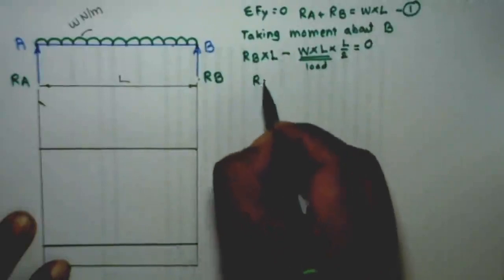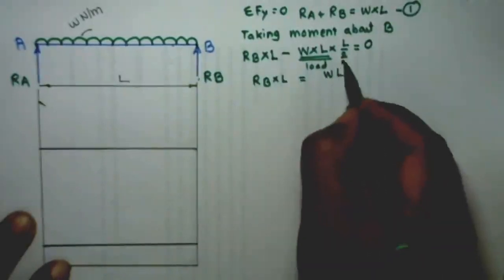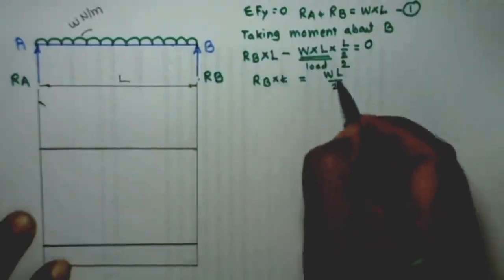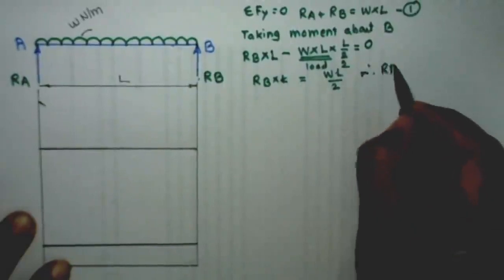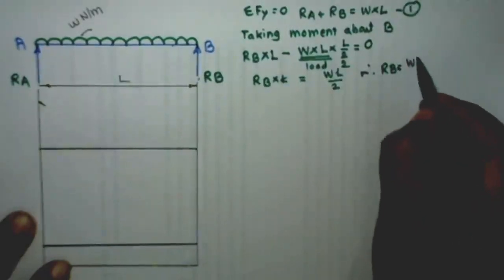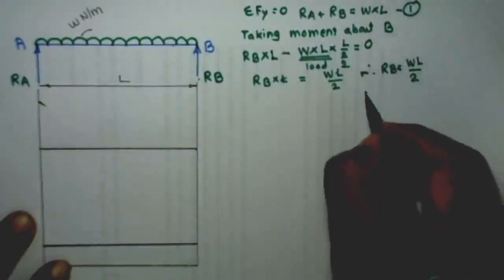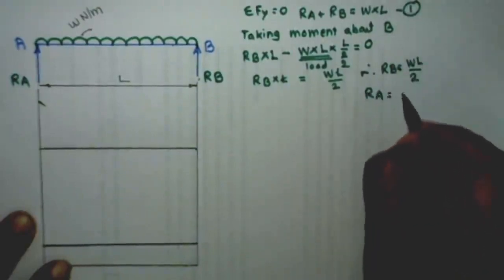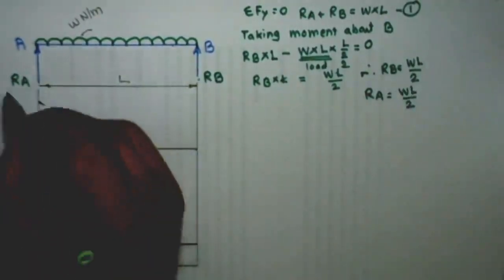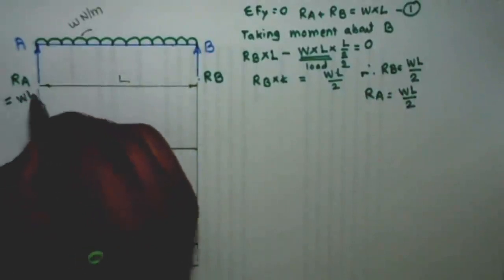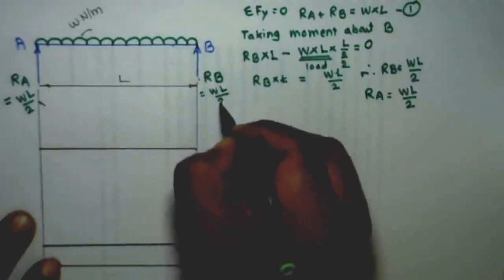So you may rearrange that equation. RB into L is equal to W L square by 2. L will be cancelled, so you will get RB is equal to WL by 2. If we put this value in equation number 1, again you will get RA is equal to WL by 2. So in this case, RA is equal to WL by 2, RB is equal to WL by 2.